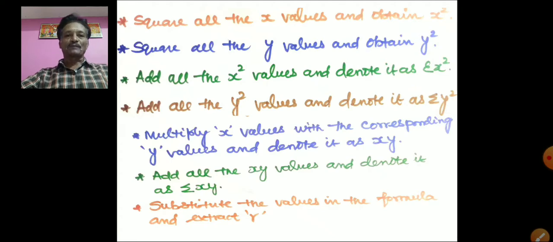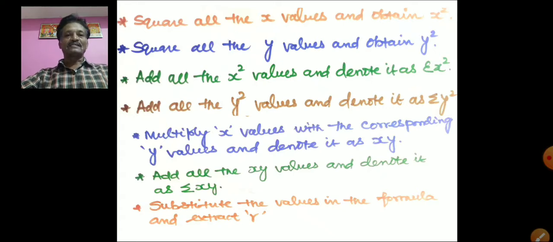After getting x bar and y bar, you have to calculate small x and small y. Small x is capital X minus x bar. Small y is capital Y minus y bar. Then after calculating small x and small y, you calculate small x square and small y square, then you calculate small xy.